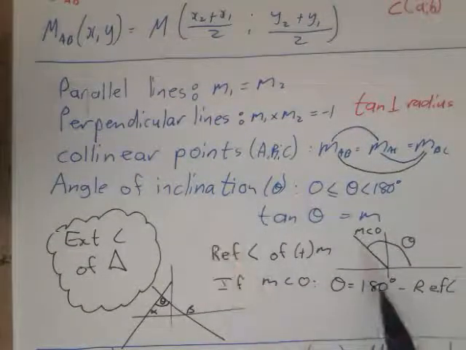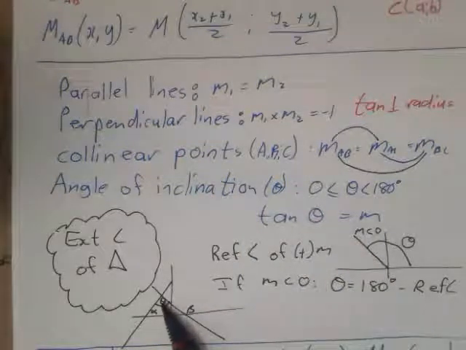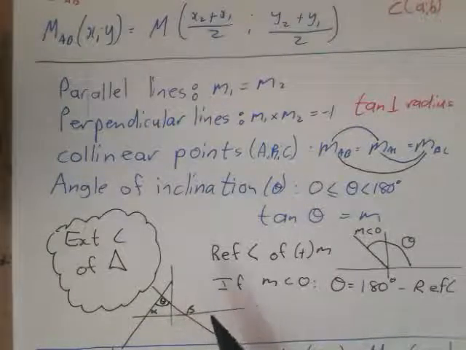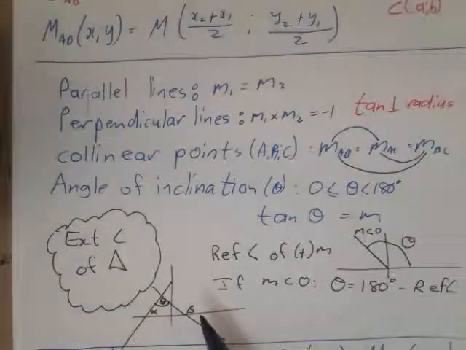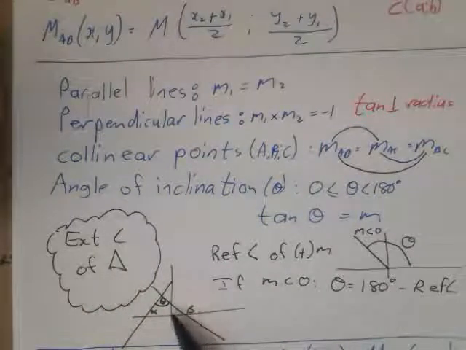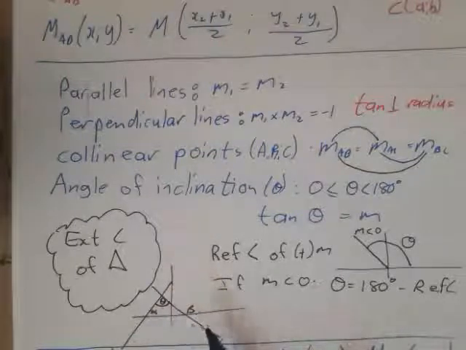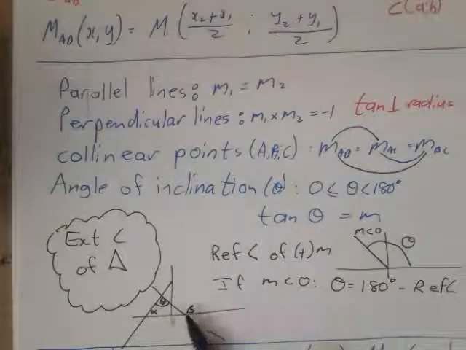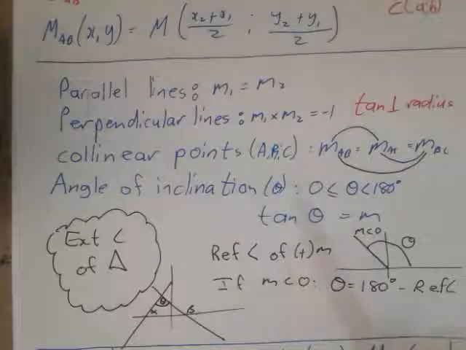Now, one application of the angle of inclination is finding this angle up here, where we can call this one theta, alpha, and beta. And we will use the exterior angle of a triangle. So if we have the beta, which we can find from the gradient, and the alpha, which we can find from the gradient, we can there just say the beta minus the alpha gives us the theta.